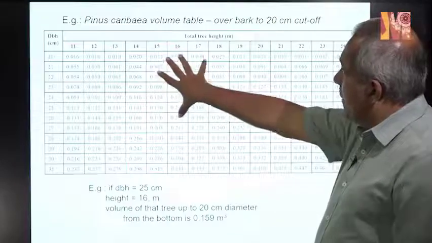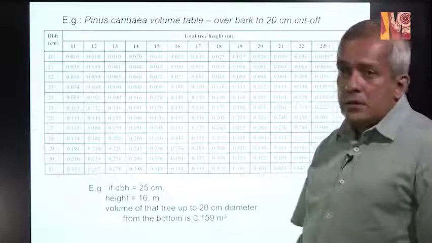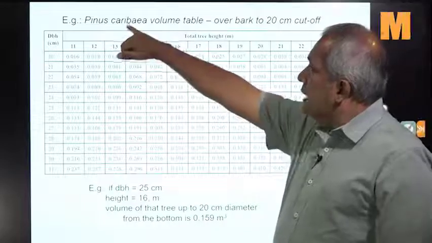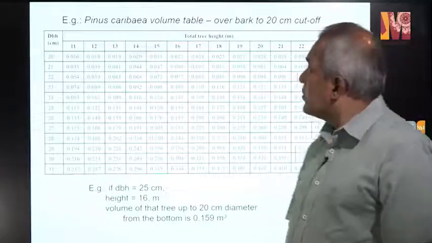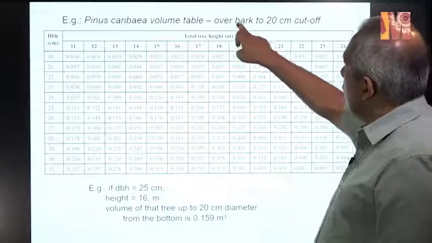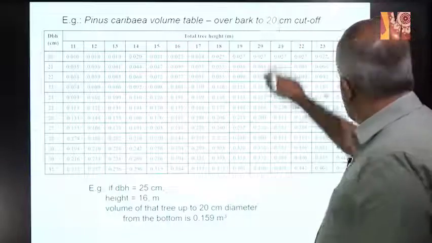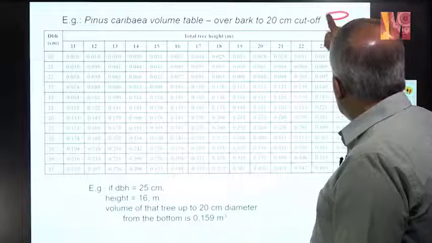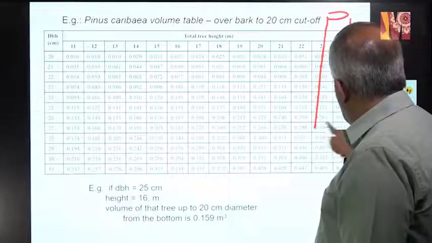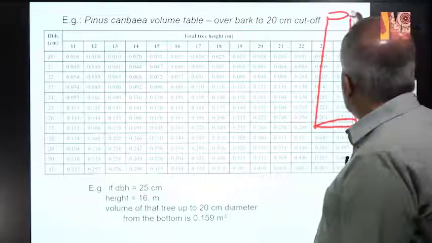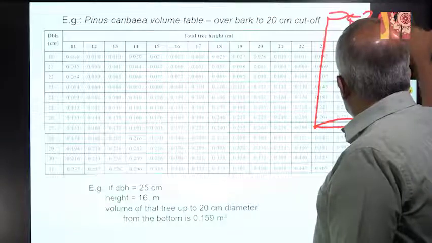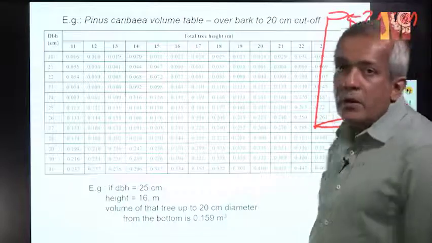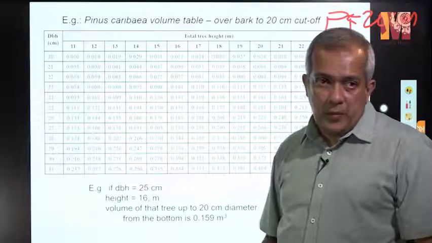This is one example. This volume table is available with the Forest Department Sri Lanka, which is for Pinus caribaea or the Caribbean pine, a low country pinus species. This estimates the volume up to a 20 centimeter cutoff, which means it gives you the stem volume from the ground level to 20 centimeters, because the assumption is that above this point there is no commercially available timber.